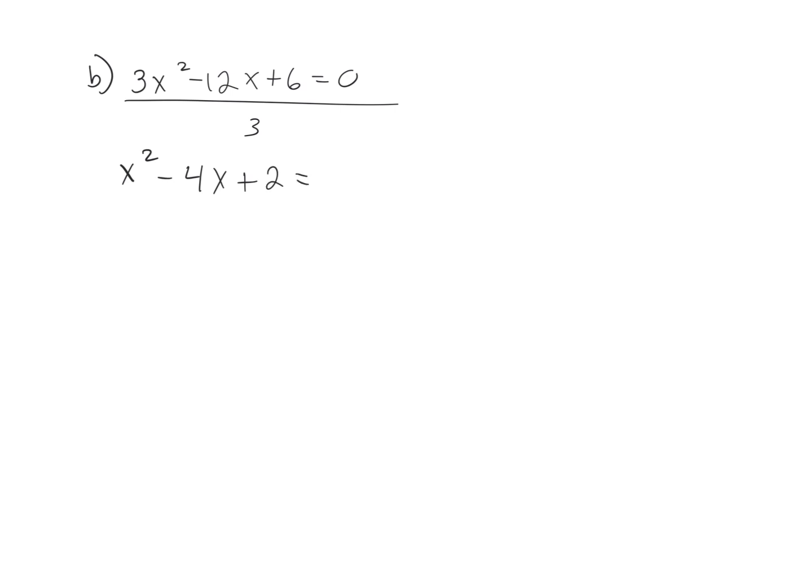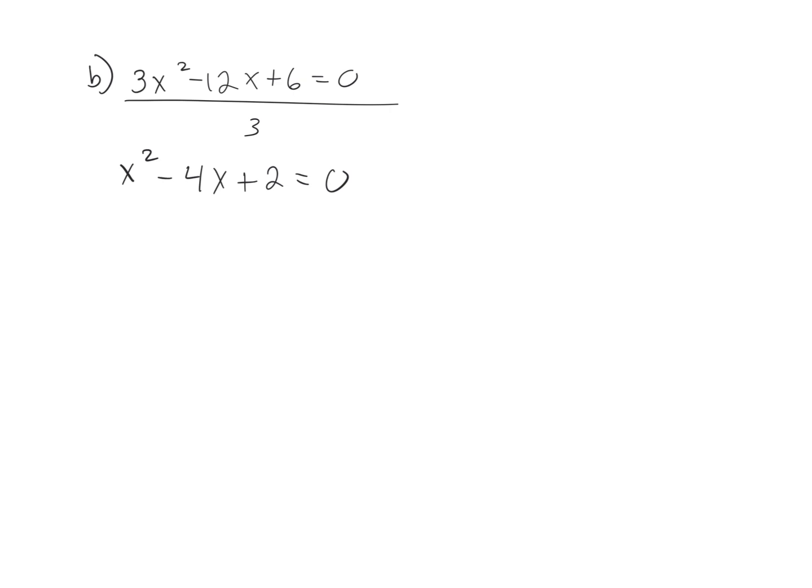Now we're going to do B. For B, let me rewrite it first. Again, when you're solving with completing the square, you want your A to actually be 1. So if you have something like this and you're solving it with completing the square, you're going to divide everything by 3, including the 0. So 3 divided by 3 is 1, so it becomes x squared. Negative 12 divided by 3 is negative 4x. And then 6 divided by 3 is 2. 0 divided by 3 is 0. So we're left with this new equation.